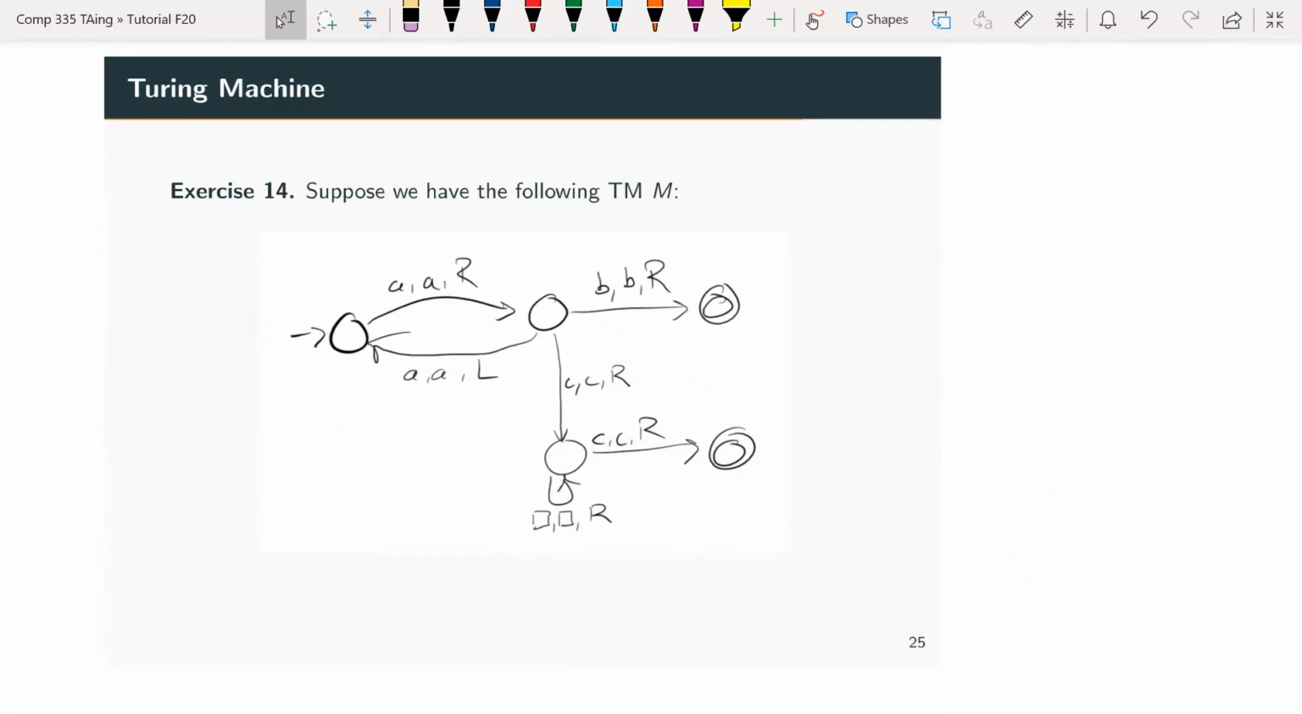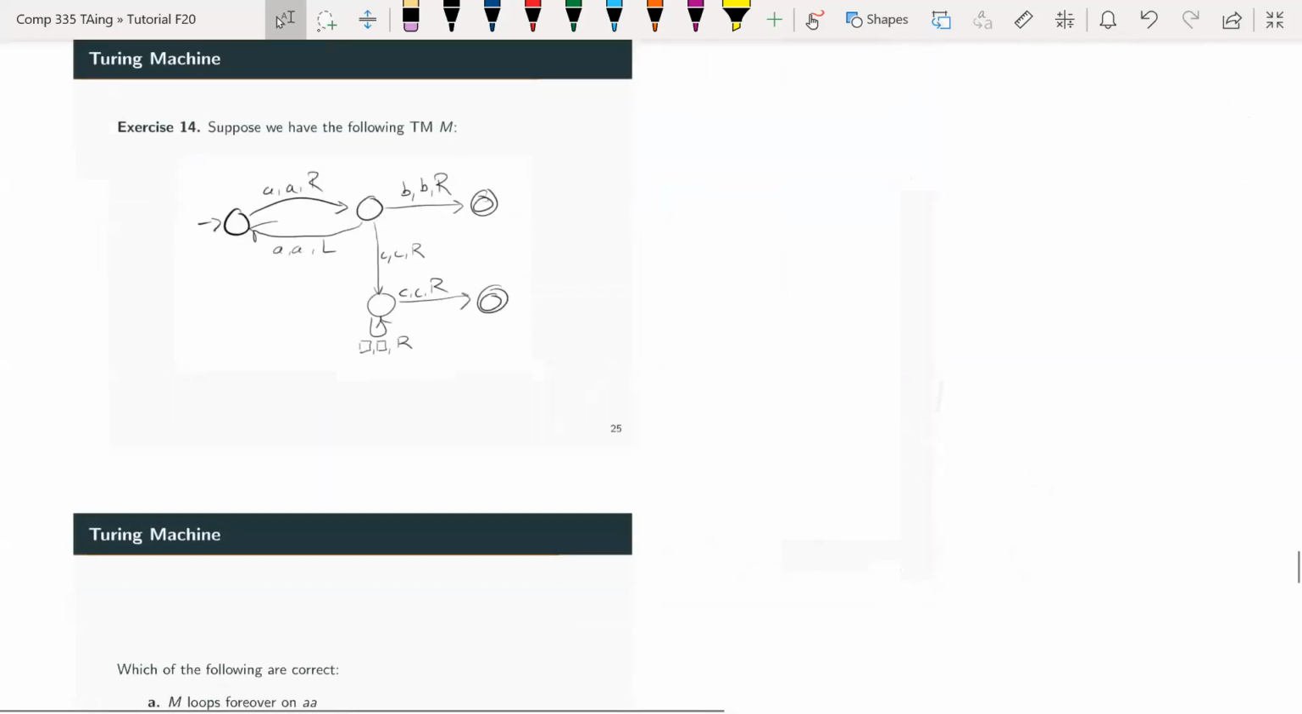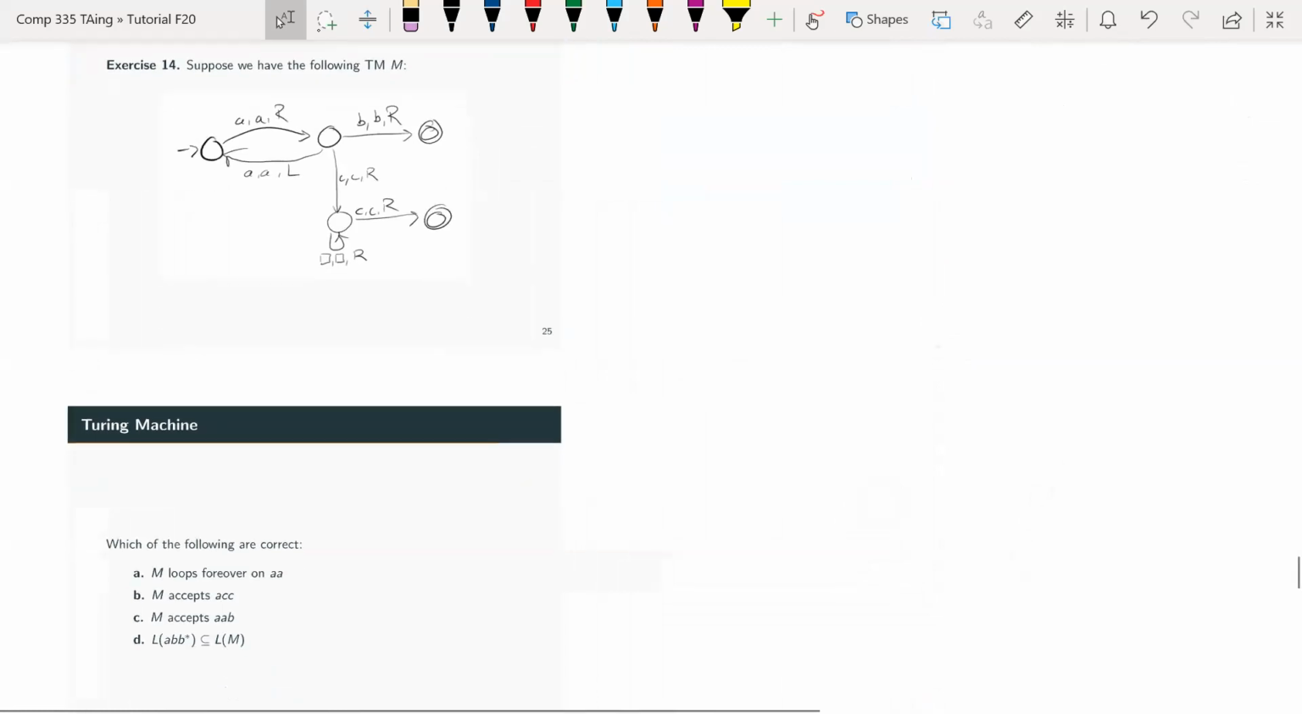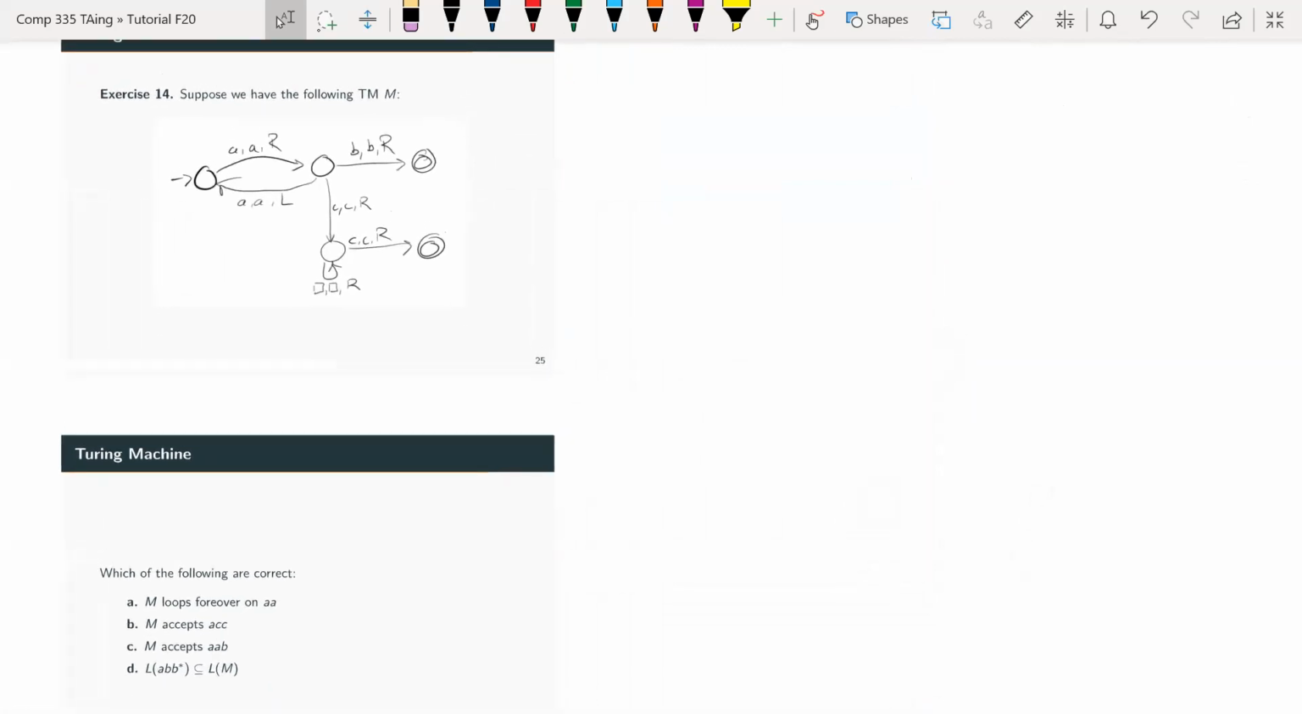Okay, so let's try this one. You're given the font, so you have the same screen. You have the following Turing machine, and you want to know which of the following statements are correct. In this case, there can be none of them correct, one of them correct, all of them correct, or any combination. So try that out, and we'll look at it together.